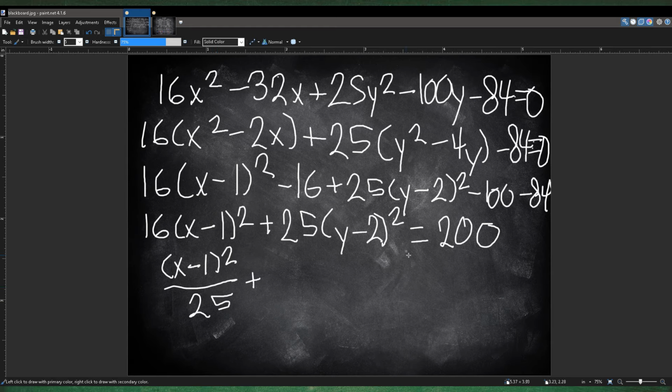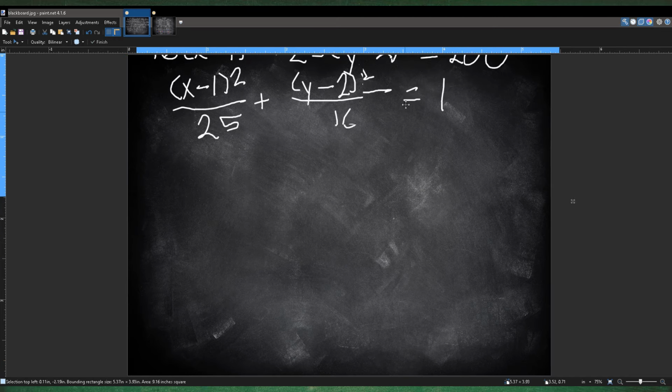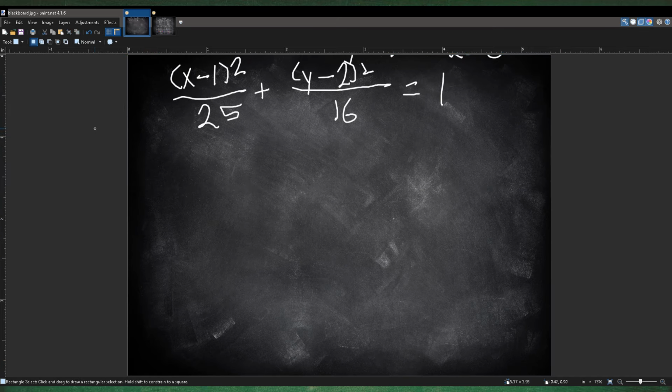Plus 200 divided by 25 divided by 200 is 1 over 16. So it's (y minus 2) squared all over 16, and that equals 1, basically. And so now you've got the form, and now you just need to look for all the properties, basically. What you're going to have to look for is the center. Let's just draw a picture first.